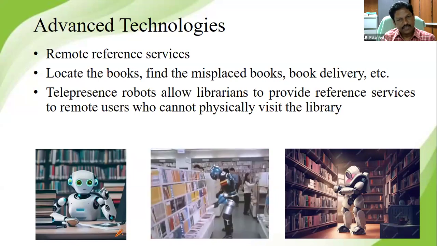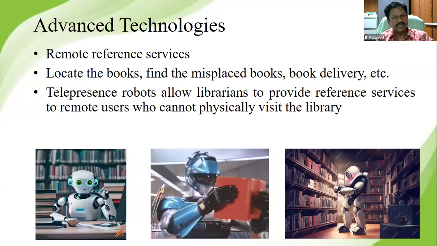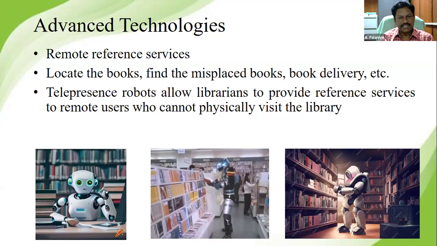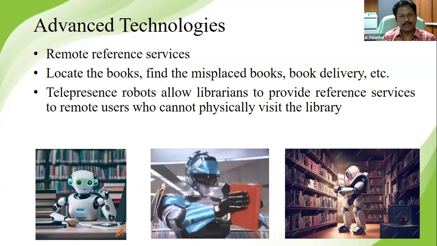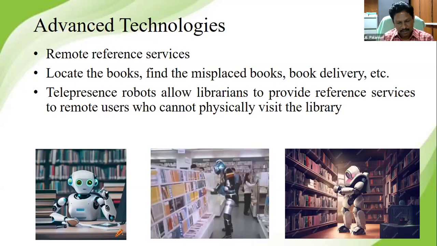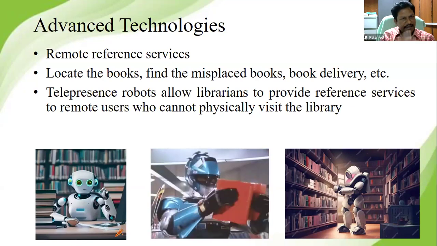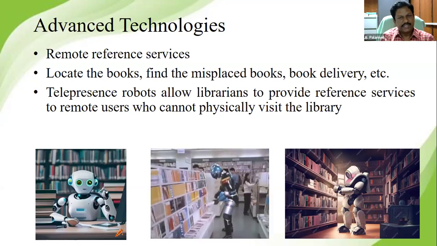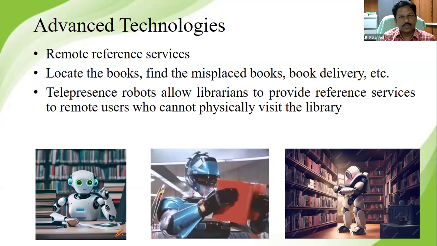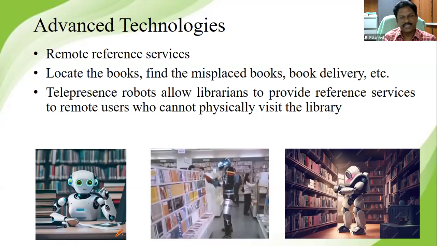Even if we take a human, they have to check rack by rack. And suppose even he could not locate it, he will say, sir, I could not find the book in the proper location, the book may be misplaced somewhere. But if you incorporate the robot, it will scan all the racks and find exactly where the book is, or whether it is misplaced. And telepresence robots allow librarians to provide reference services for remote users who cannot come and visit the libraries.